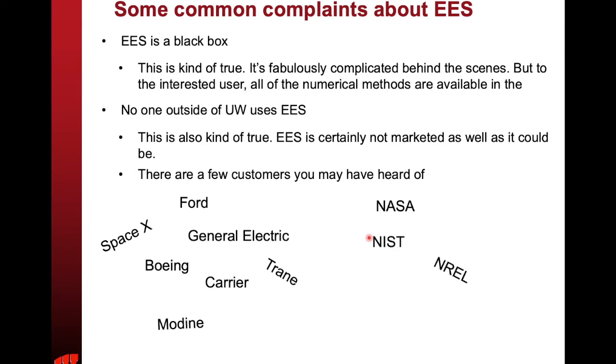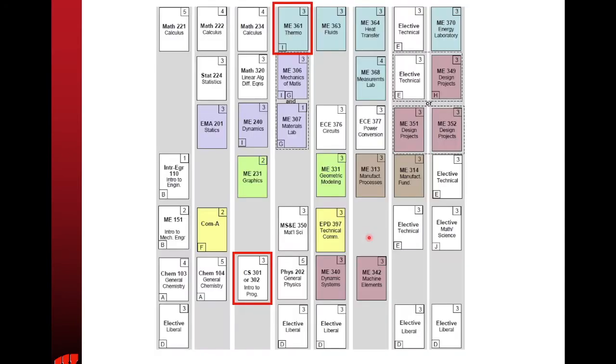NIST, National Institute of Standards and Technology, and then NREL is the National Renewable Energy Lab, NOAA, National Oceanic and Atmospheric Administration. All right, EES is an amazing tool. And most people, when they first see it, they're like, what is this? And then shortly thereafter, they're like, well, I'll just do that in EES. Right? It's really pretty cool.